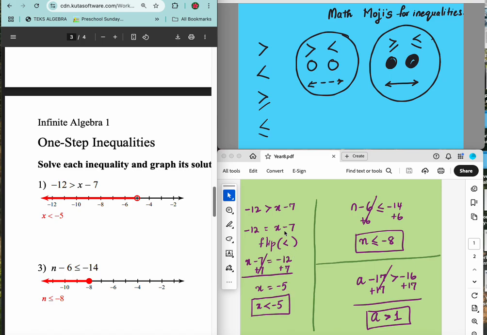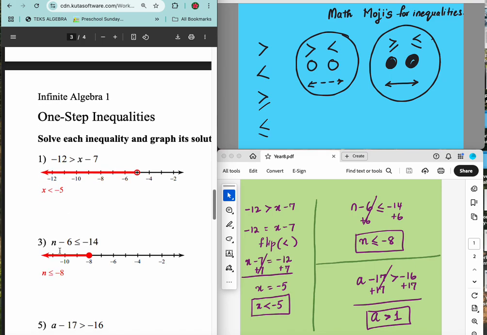But remember, we swapped the left and the right. That means the symbol should have been flipped as well. So x is less than negative 5. Now how do you graph it? Whenever you have symbols like these, they're going to be empty circles, which means you're not including negative 5, but x has to be all the numbers less than negative 5. So you would highlight the number line showing an arrow going in this direction.